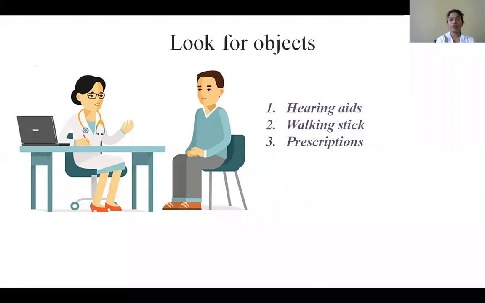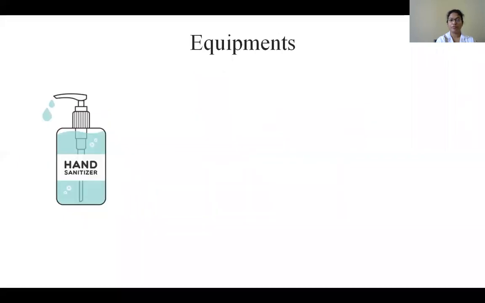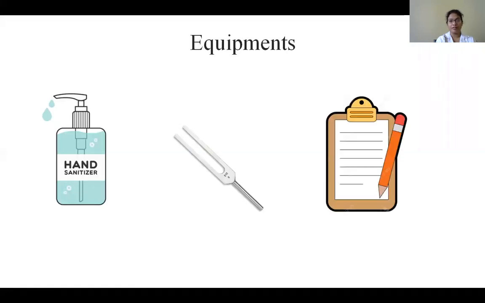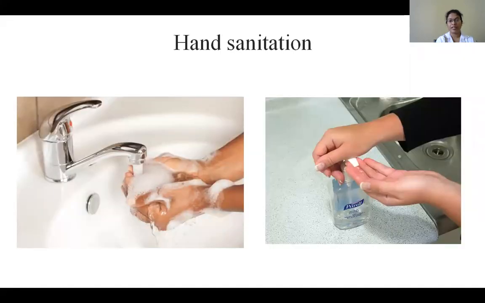And also look for the following objects, especially hearing aids if the patient is having any hearing issue. Walking stick, especially present in people who have balance issues, and if the patient has any prescriptions. Before that, let us always sanitize our hands before we go for clinical examination. And what are the other equipments needed? That is the tuning fork, which we use to assess the 8th cranial nerve, and a writing pad to note our findings. Hand sanitization, either with soap and water or hand sanitizer.